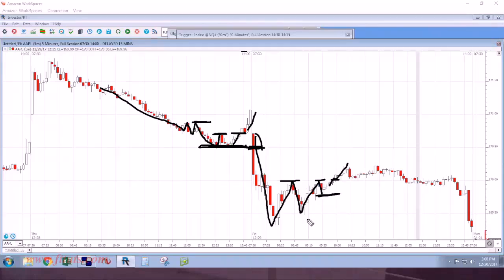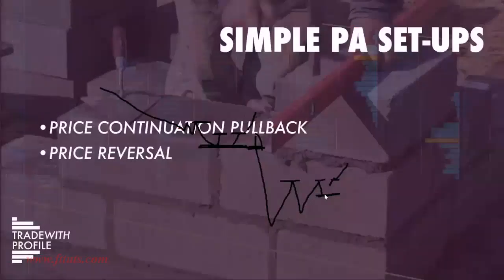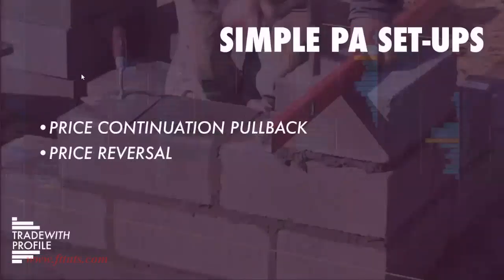right? These are not the best setups, but this is where you start. There's additional context that you can add to this as we add additional tools, but this is where you start. So the first one is a price continuation. The second is a price reversal.